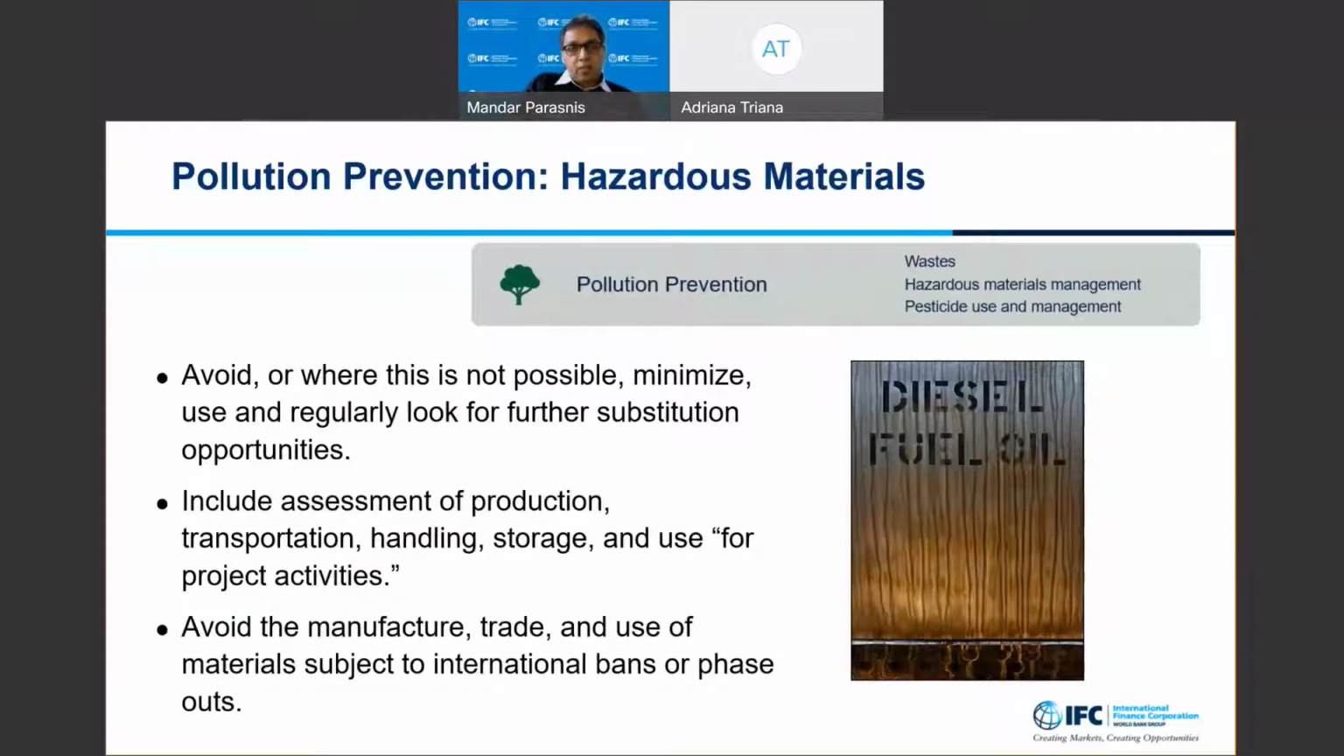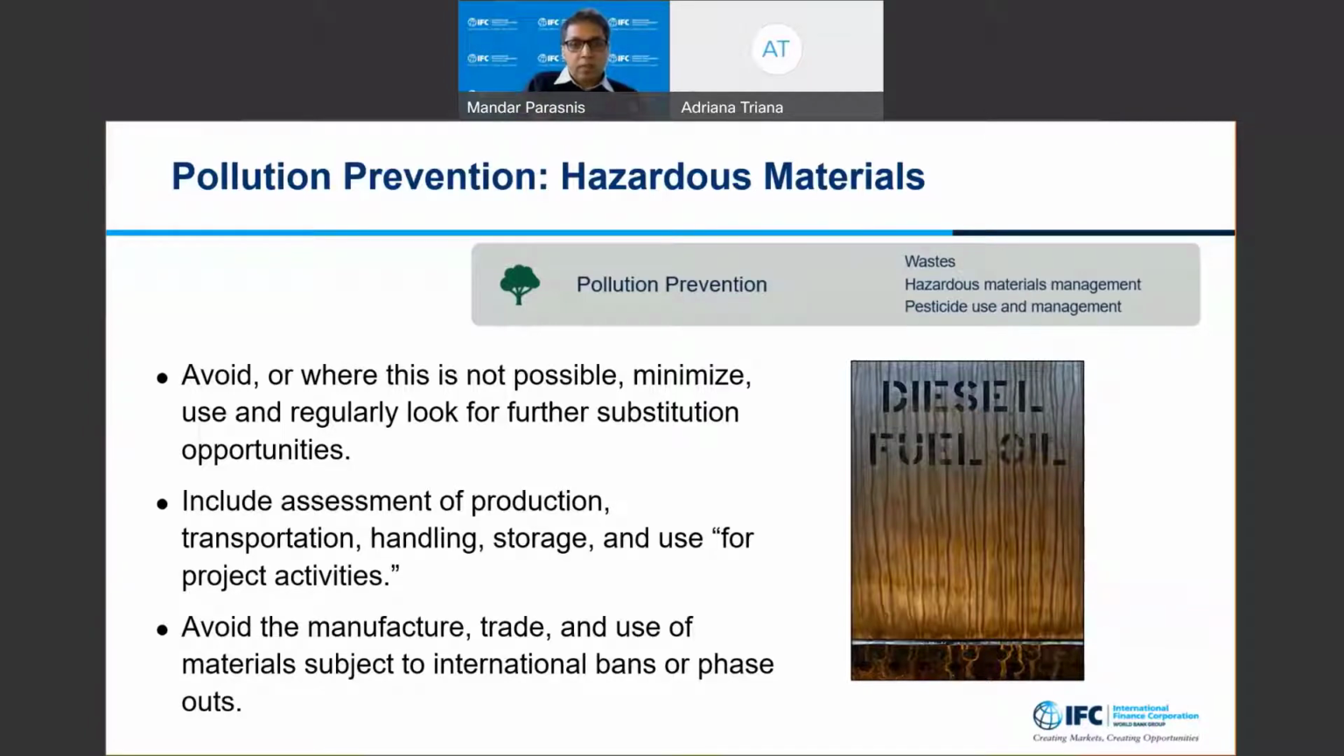If we extend this discussion, PS3 also talks about hazardous materials. We are not only talking about hazardous waste, but there are a lot of hazardous materials that are used in the process, in the production process. And sometimes you inherit hazardous materials in a legacy asset that is acquired, for example, asbestos. So the PS3 provides the guiding principles, and sector-specific guidelines provide more specific nuances. Avoid the use of hazardous materials to the extent possible, but where it is not possible, try to minimize and keep looking for substitution opportunities on an ongoing basis.